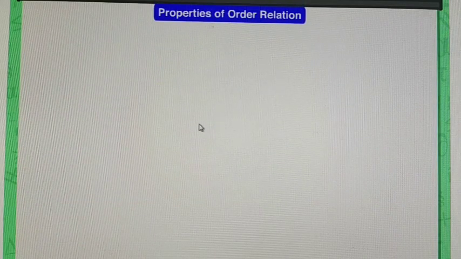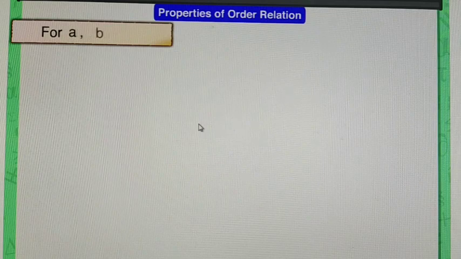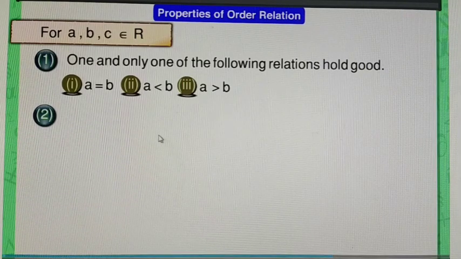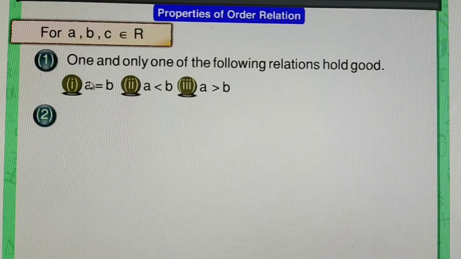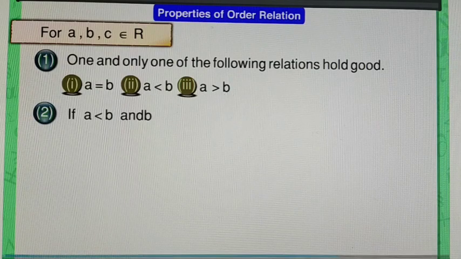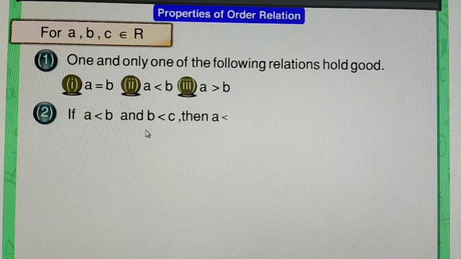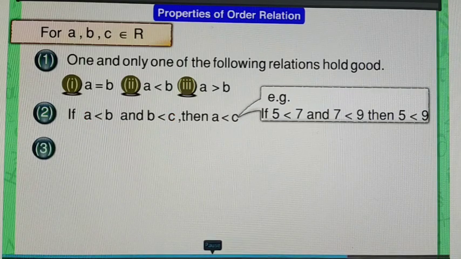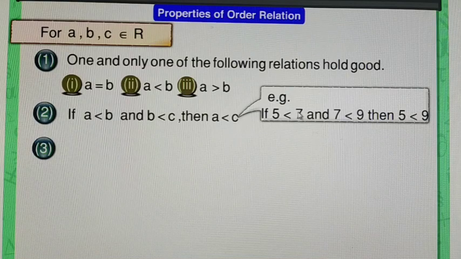Now let us learn the properties of order relation. For A, B, C belonging to real numbers, the first property of order relation is that one and only one of the following relations holds good: first, A is equal to B; second, A is less than B; third, A is greater than B. Second, if A is less than B and B is less than C, then A is less than C. For example, if 5 is less than 7 and 7 is less than 9, then 5 is less than 9.